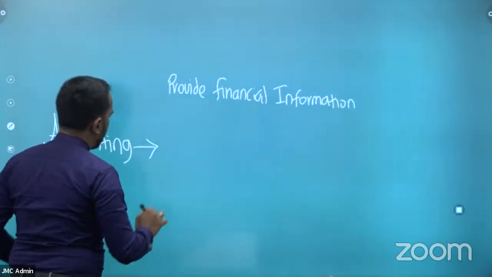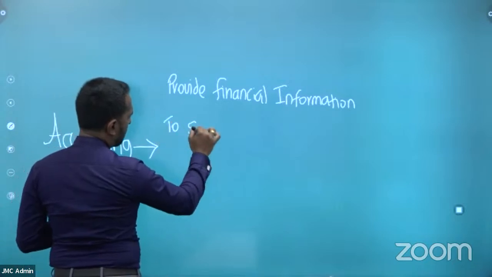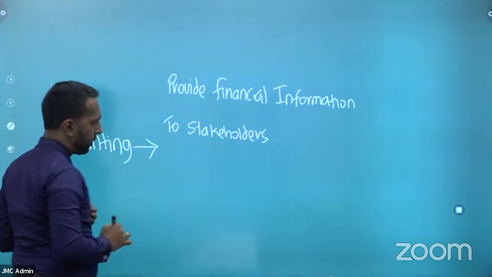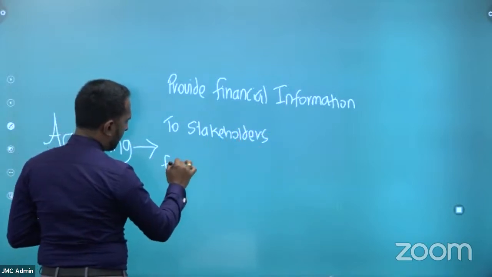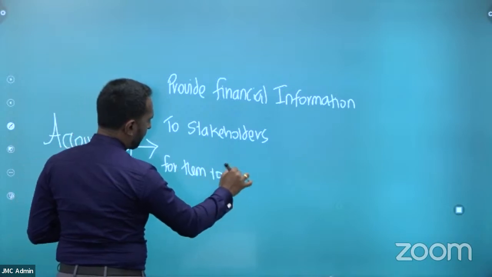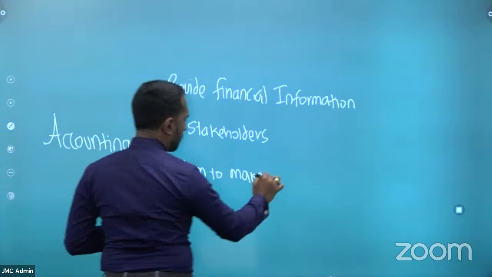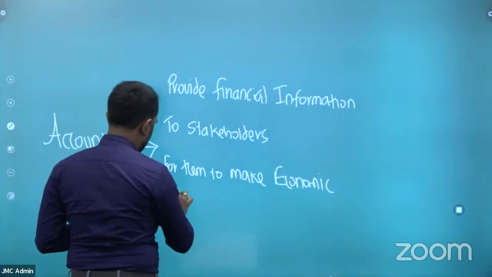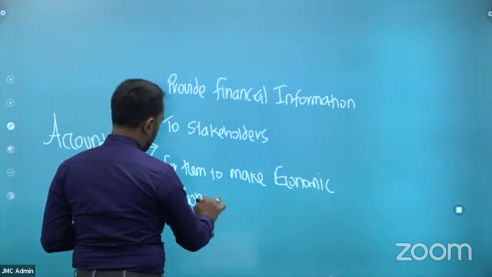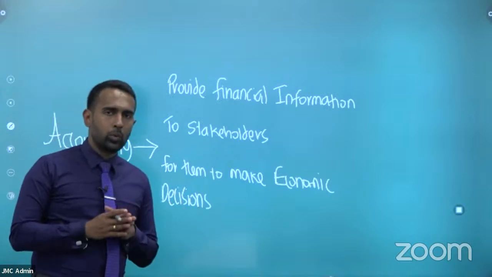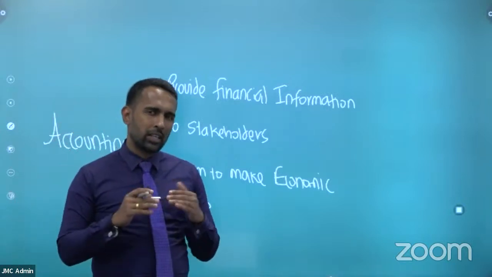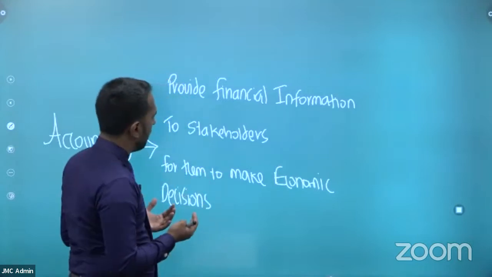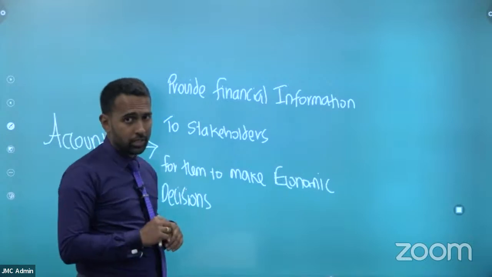We are providing this set of information to stakeholders for them to make economic decisions. This is basically what we do in accounting. So accounting is basically a communication process. It's a method of communicating. So what do we communicate? We communicate financial information.